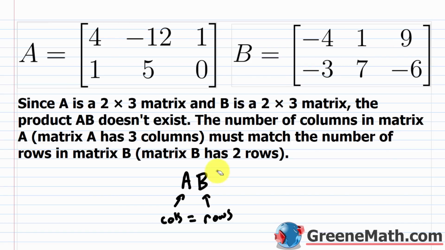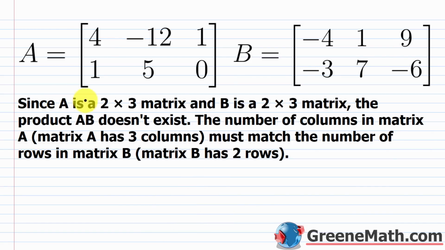and here that's not the case. If you look, you can see that since A is a 2 by 3 matrix, 2 rows and 3 columns, and B is also a 2 by 3 matrix, again 2 rows and 3 columns, the product AB doesn't exist. The number of columns in matrix A, again matrix A has 3 columns, must match the number of rows in B. Matrix B has 2 rows.